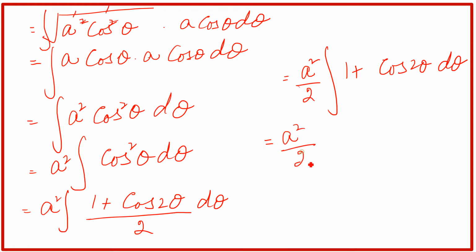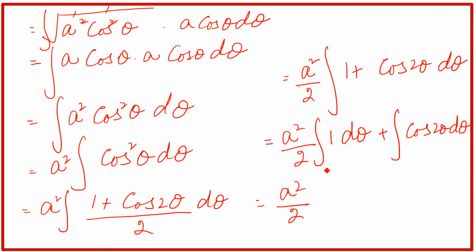Now we will do the integration separately: the integral of 1 d theta plus the integral of cos 2 theta d theta. So for a square divided by 2, the integral of 1 d theta is theta, then plus the integral of cos of 2 theta, which is sine of 2 theta divided by the constant 2, plus c. Right, so this is not the answer actually. We have finished the integration, but this is not the answer.